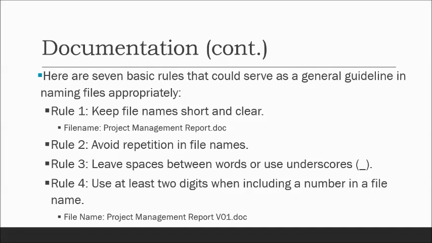So, the number 4 rule is you can use at least 2 digits when there are too many file names. So, example, project management report V for version 01. So, that means version 01, .doc. Okay? So, that means this is the updated version of this file name. So, if you constantly update one document, you can use version, okay, and use 2 digits, 01 if it is the first version, or you can use version 02, okay, if it is the second version or the second updating of the file, okay, or of the folder.